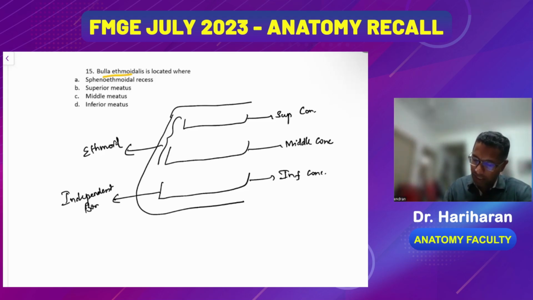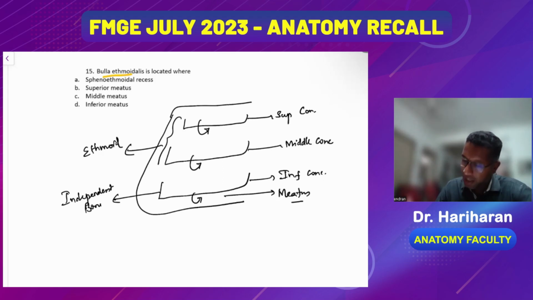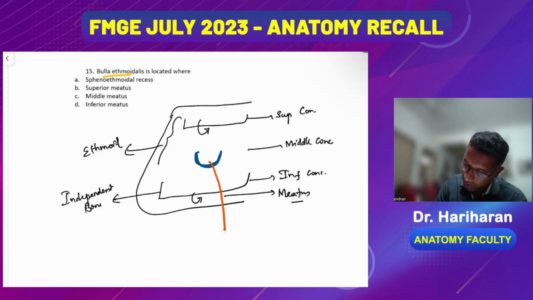If you see beneath the conchae, there are depressions, and these depressions are called meatus. So you've got three meatus: the middle meatus, inferior meatus, and superior meatus. Now what I'm going to do is remove the middle concha. When I remove the middle concha, I can appreciate an elevation, a bulge in the middle meatus, and this bulge is called bulla ethmoidalis.